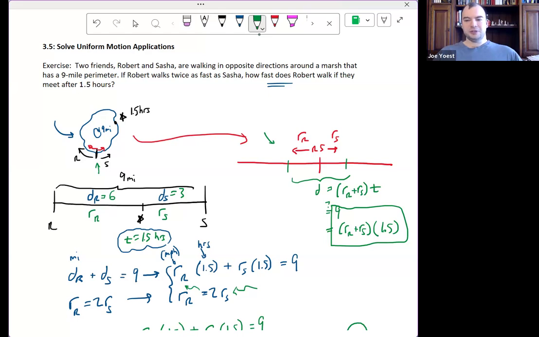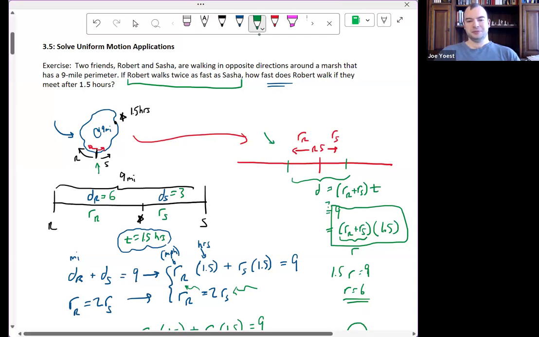Well, when I add their speeds together, let's just call this R, the sum of their two speeds. Well, 1.5 R equals 9 tells me that the sum of their two speeds has to be 6. Robert's twice as fast as Sasha, so Robert's speed has to be 4 and Sasha's 2, so that they sum to 6.